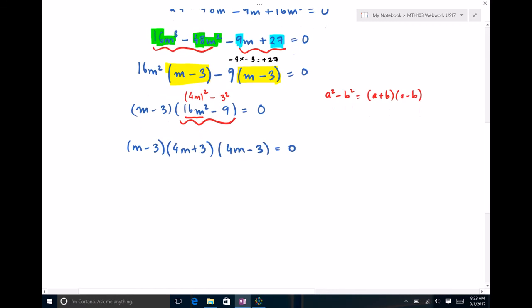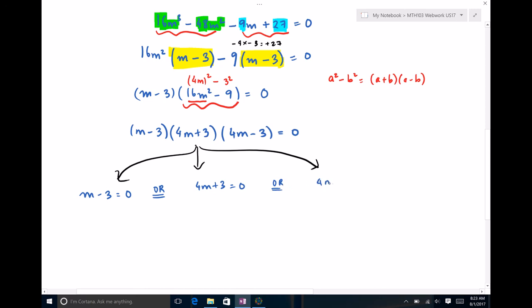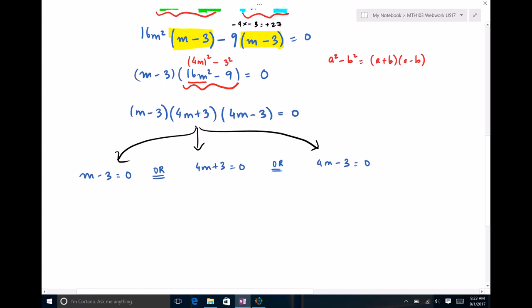Now, if you have three numbers that multiply to give you 0, it can mean only one thing: that one of those three numbers must be 0, which means I have either m minus 3 equals 0, or 4m plus 3 equals 0, or 4m minus 3 equals 0. This makes my work a lot easier because now I just have to deal with linear equations.